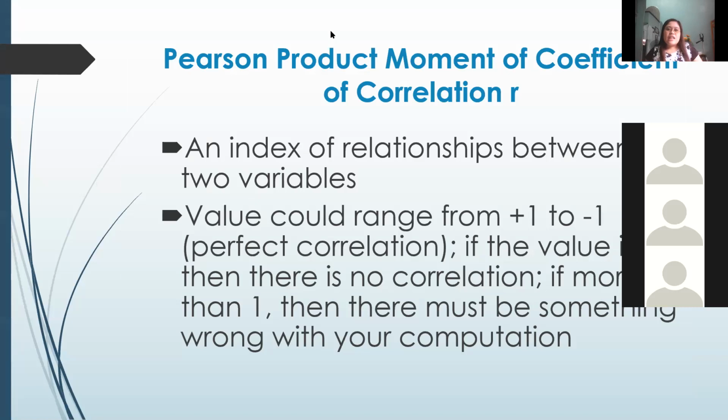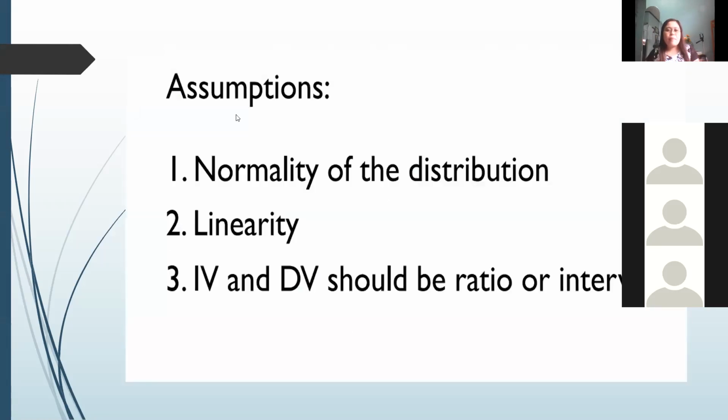Now take note, the Pearson R or the Pearson product moment correlation is a parametric test. So balikan nato ni. Ang atong mga statistical test, duha lang sila ka classification. Pwede sila parametric or pwede non-parametric. So since si Pearson R belongs to the parametric test, naa siyay kailangan ma-meet nga mga parametric assumptions.